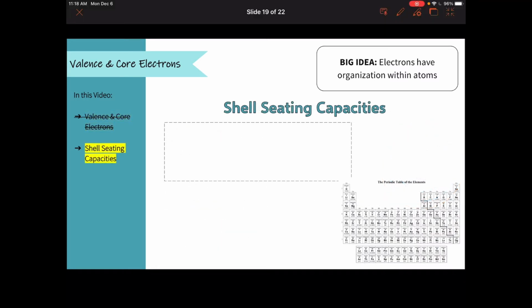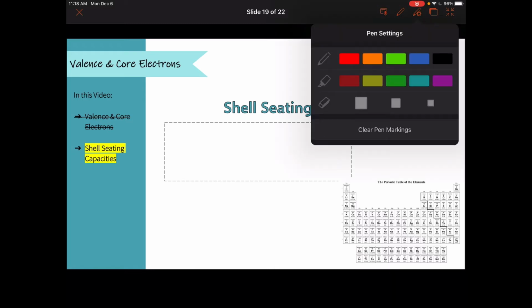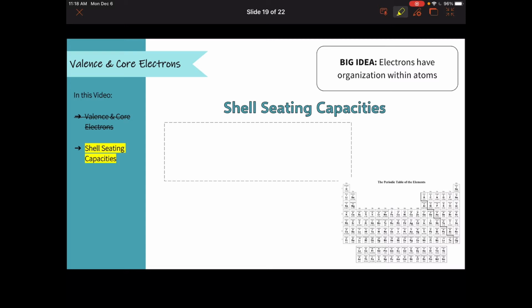Now we'll walk through an example step by step of how to build a Bohr model for an atom. Today we'll be using magnesium as our main example, and then we'll do a second example in a minute. So I'm going to find magnesium here, it's number 12, and that's really my first step, just finding the element on the periodic table. Next I'm going to look at what row number it is, and that's going to tell me how many shells to draw.